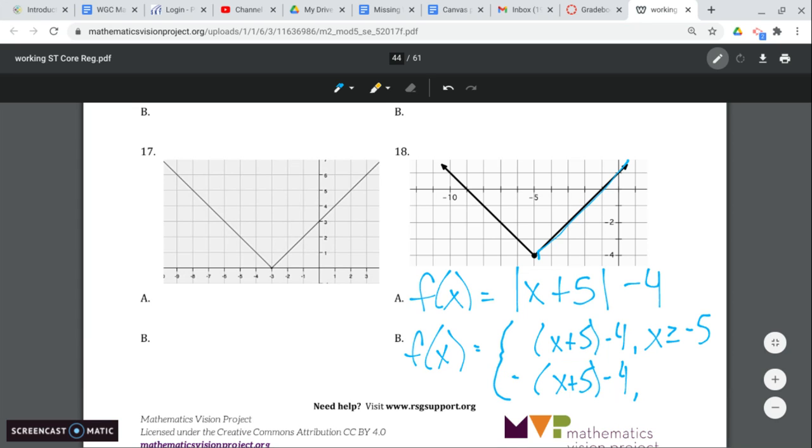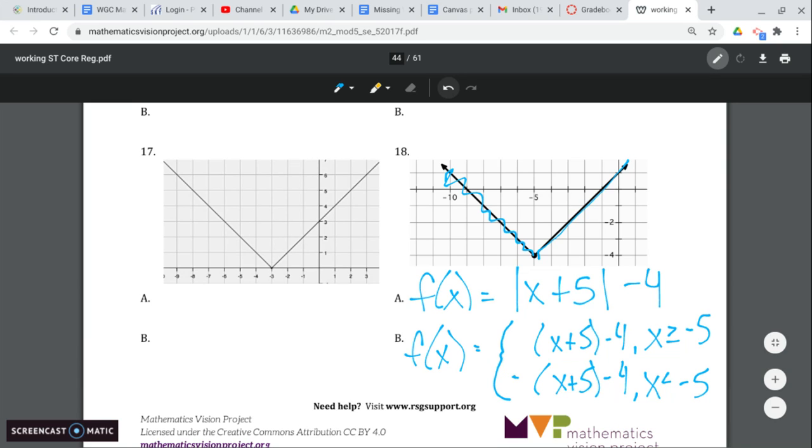And then the second one, the negative one, that's this side of the equation. So that's when x is less than, not less than or equal to, less than -5. So there are our equations.